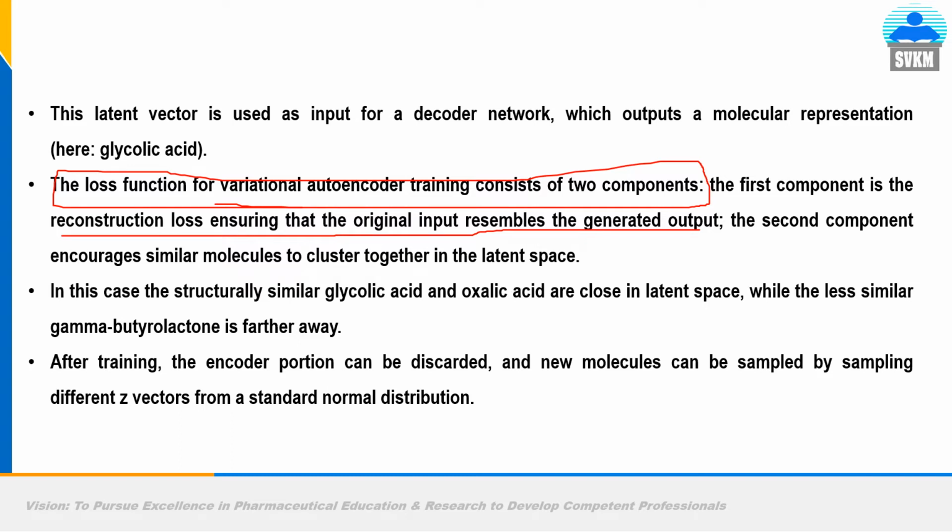And second, the second component encourages similar molecules to cluster together. As I told you, all the molecules which are almost similar to each other should be in a particular cluster or point in the space. In this case, the structurally similar glycolic acid and oxalic acid are close in the latent space, while the less similar gamma butyrolactone is further away.